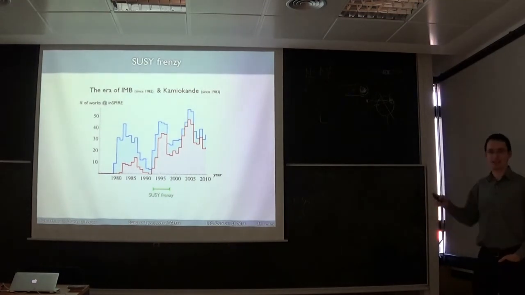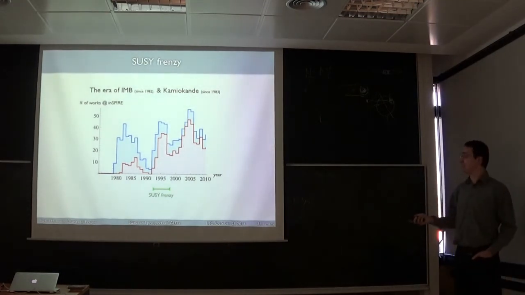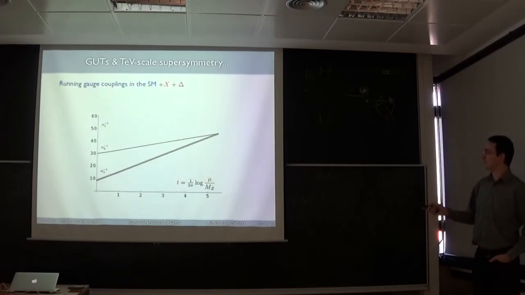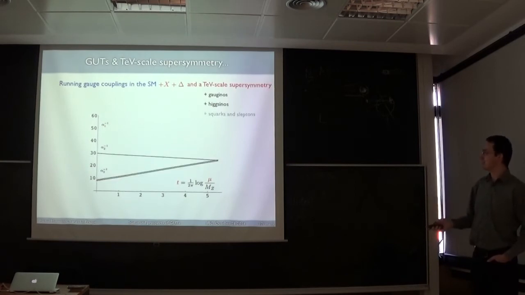But then, of course, the same data was reinterpreted as an indication for low energy SUSY. So there you see the new peak, which I call the SUSY frenzy peak, because indeed, if you do SUSY, that means the standard model plus X and delta, and TeV scale SUSY, what happens is this. So this is a very famous thing.